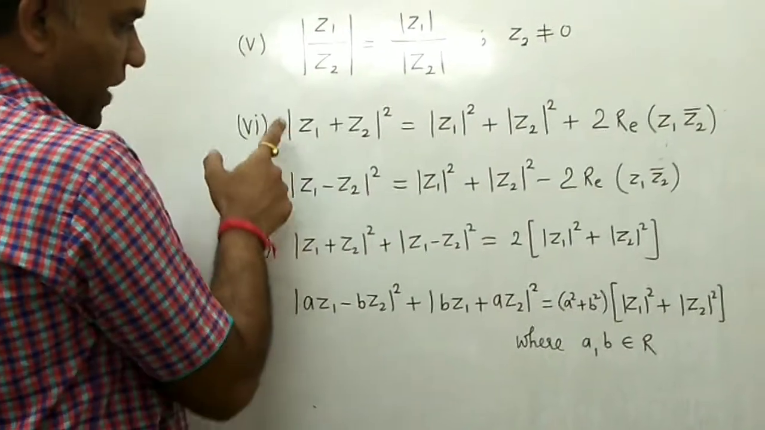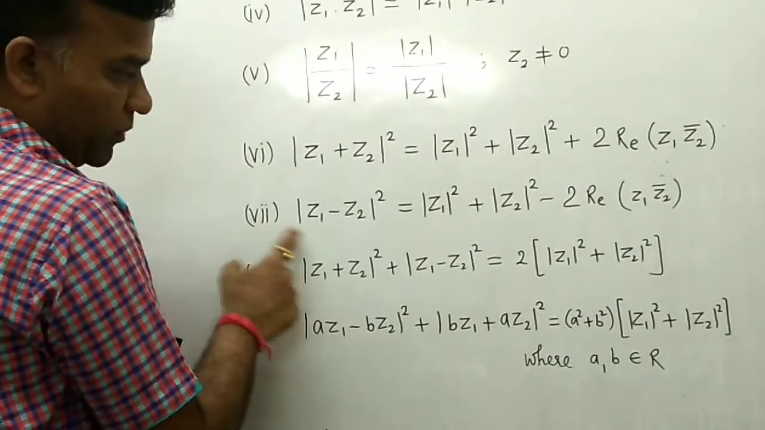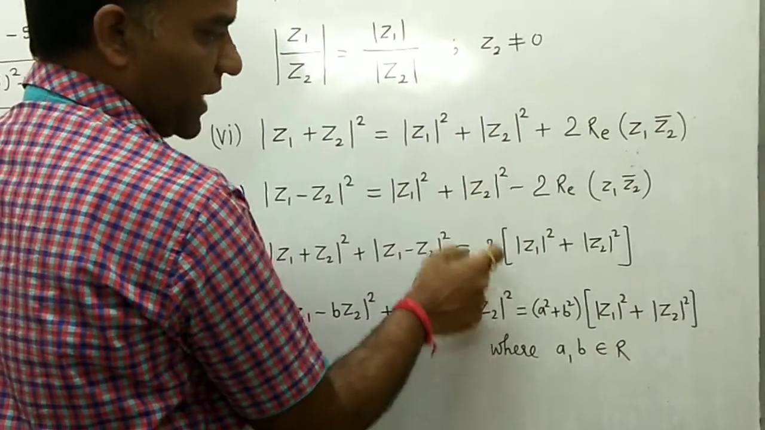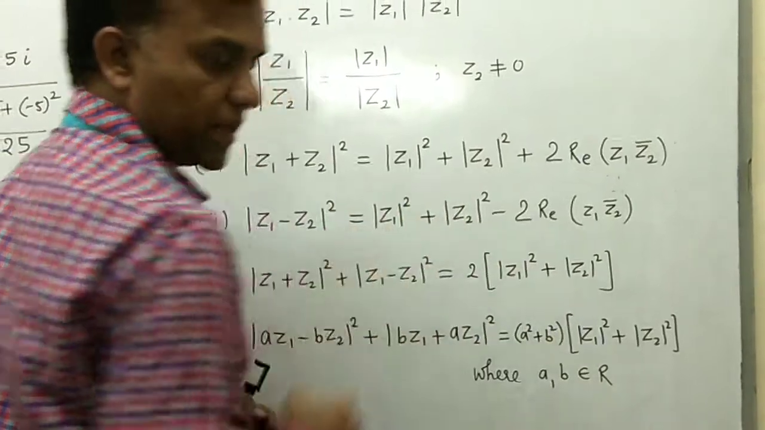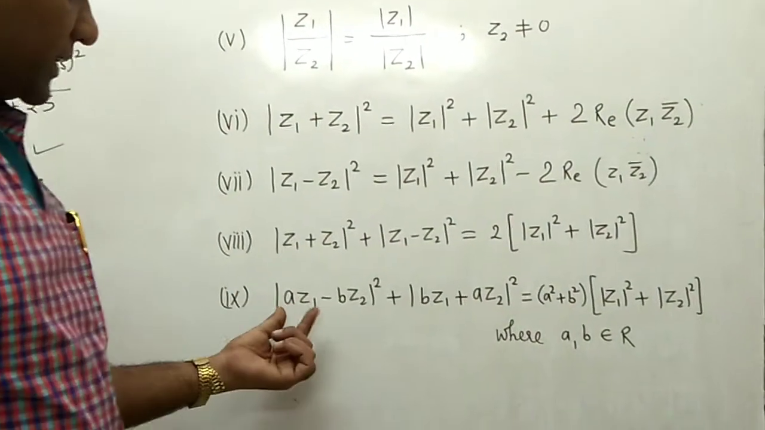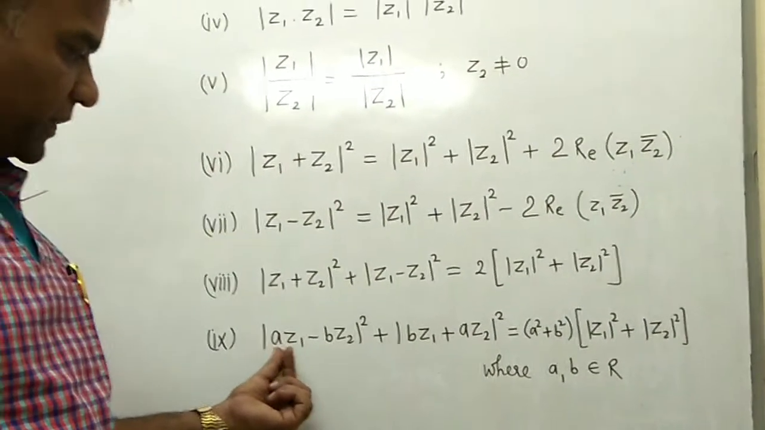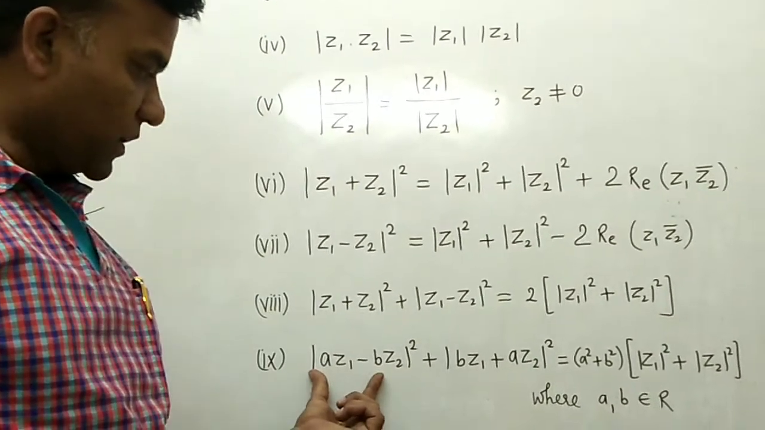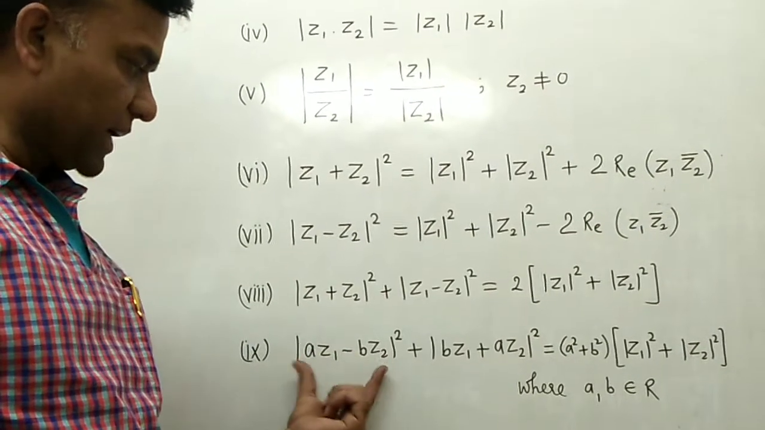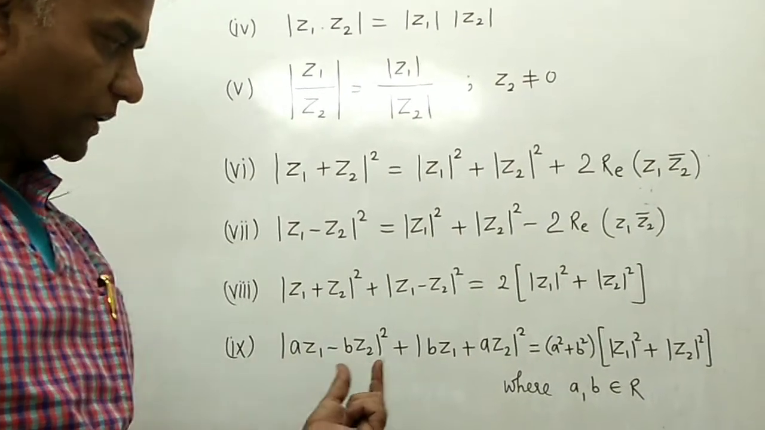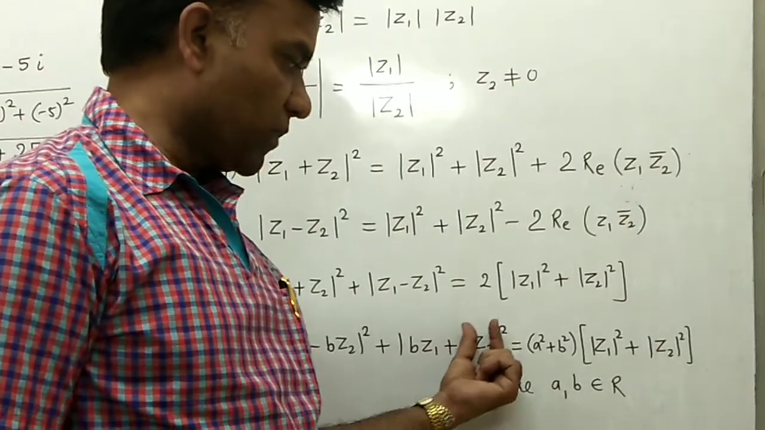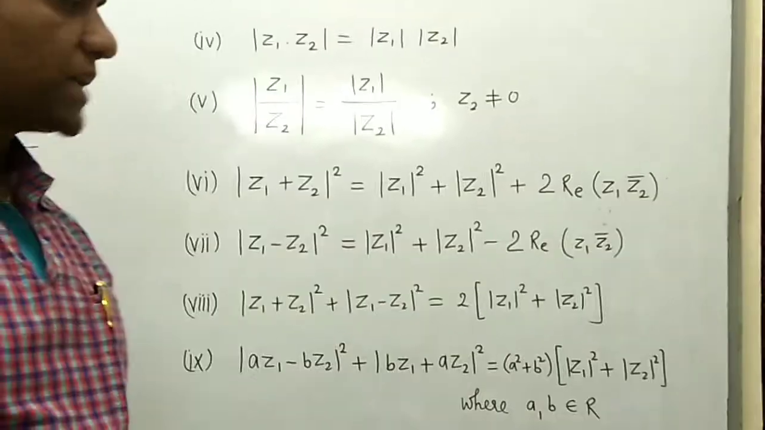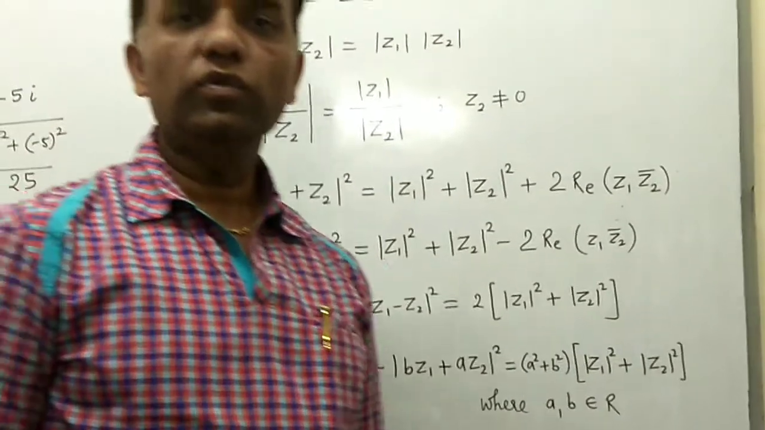Okay, and now you add the 5th, 6th and 7th properties, and then this part cancels out. You have this much only, and this is 2 times (|z1|² + |z2|²). And the last property is, if you have any scalar term multiplied with z1, and any other scalar term multiplied with z2, and you write the whole value with modulus whole squared, |az1 − bz2|² plus |bz1 + az2|², that is (a² + b²) times (|z1|² + |z2|²), where a, b belong to real numbers.